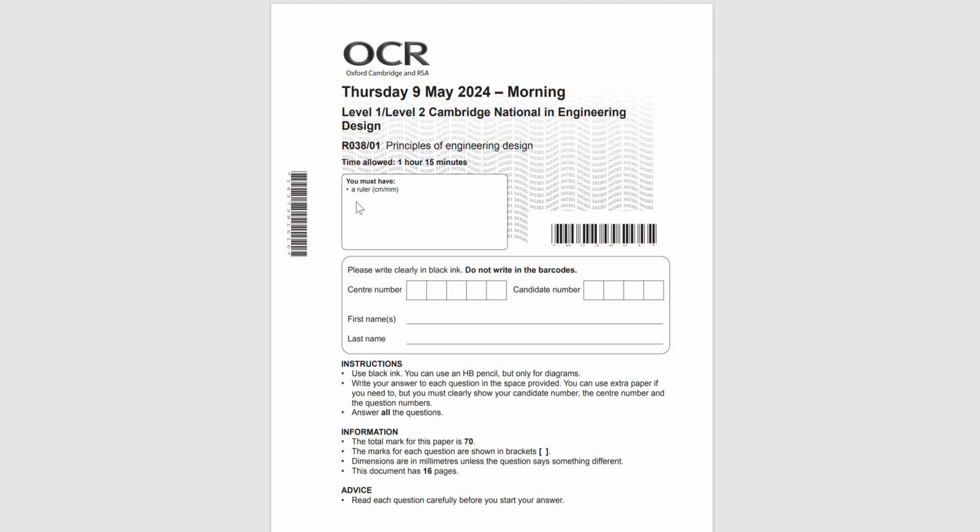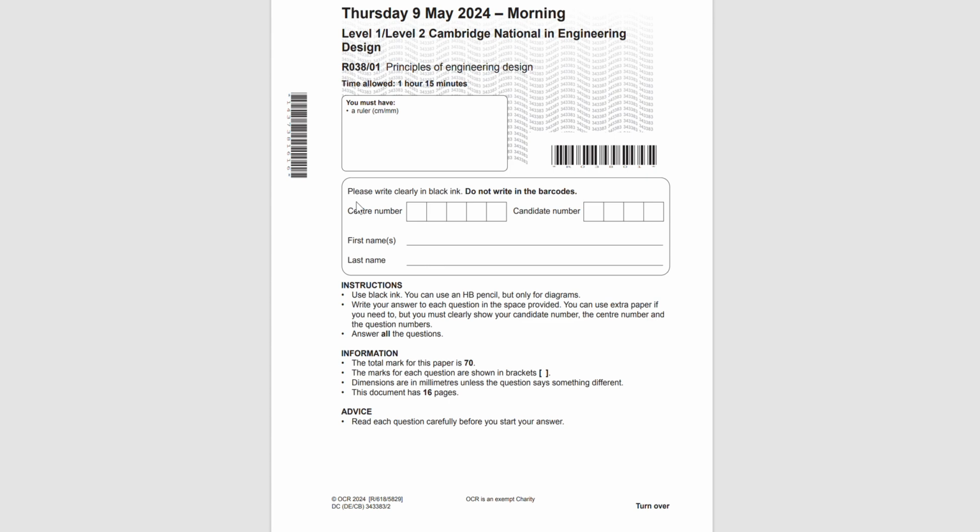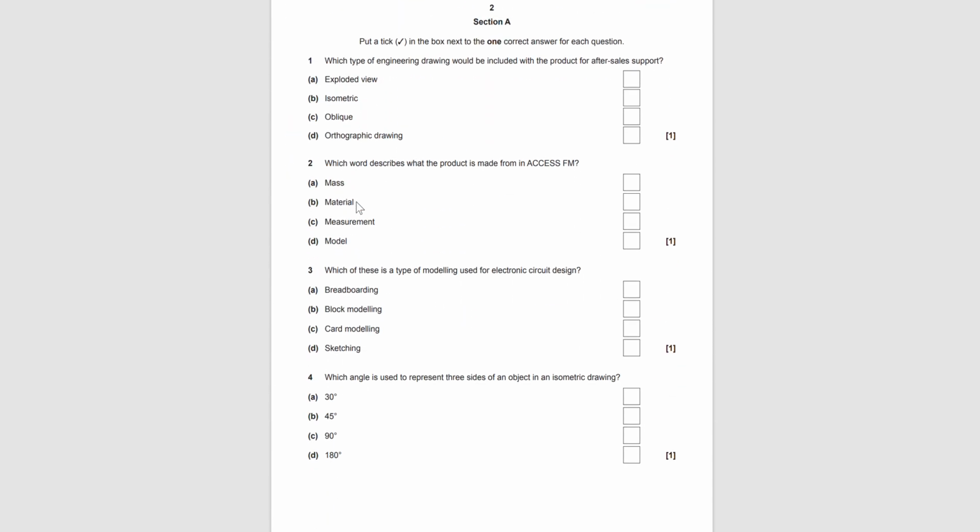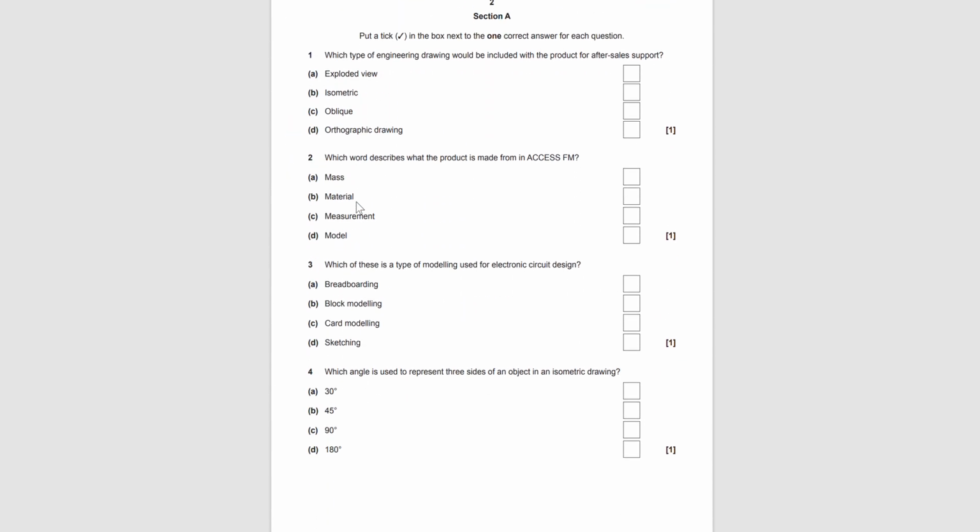You'll see the total marks available is 70, and it's over 16 pages that we will complete this work. You'll remember, hopefully, that this is split into different sections. Section A is always multiple choice. This is where you will be tested on a wide variety of topics from our syllabus, and you will simply be asked to tick the correct information.